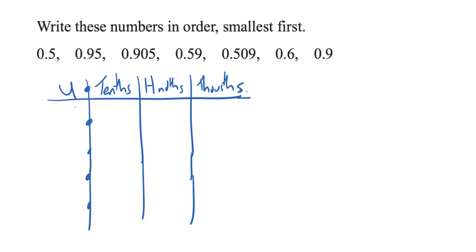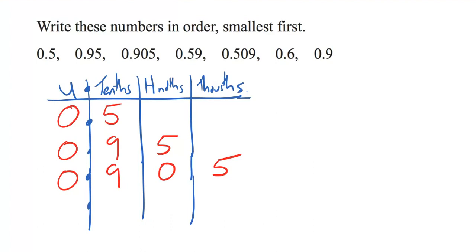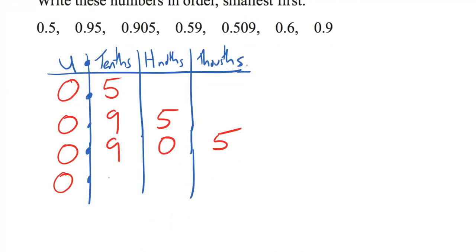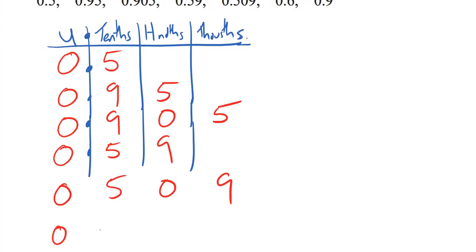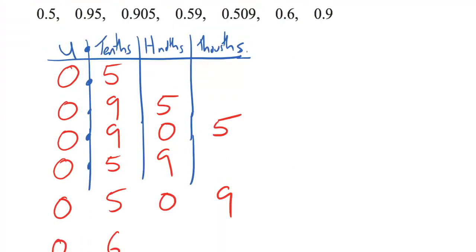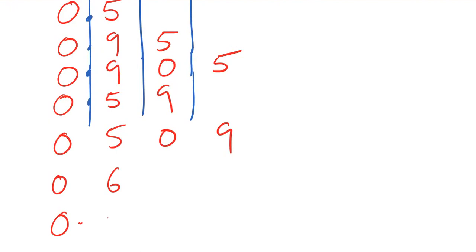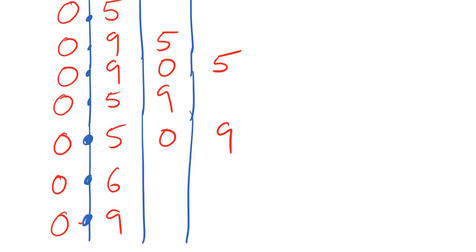So we're going to have 0.5, 0.9, 0.905, 0.59, 0.509, 0.6, and 0.9. And let's just continue this line on. Let's make sure we put that decimal place in exactly the right place so we can see where we are.